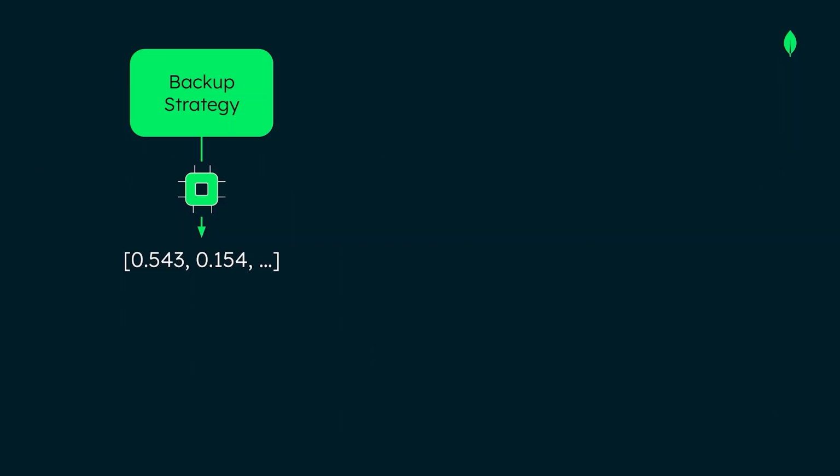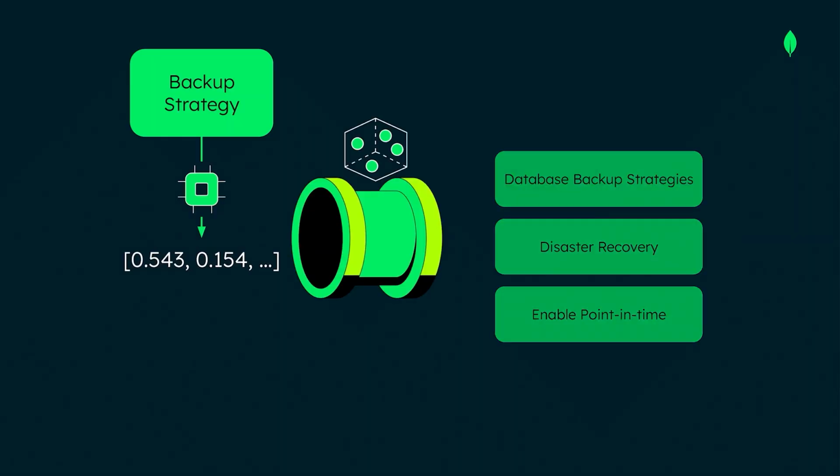Vector search uses these embeddings to find similar items. When a user asks about backup strategies, vector search retrieves relevant documentation, like disaster recovery, even without exact keyword matches. This ability to search by meaning, not just keywords, is what makes RAG applications work.